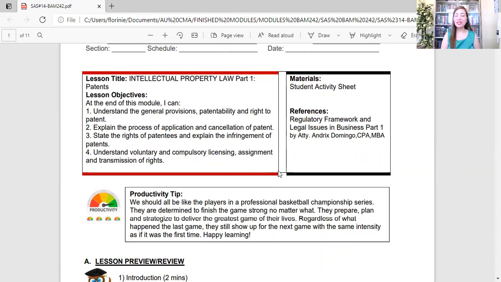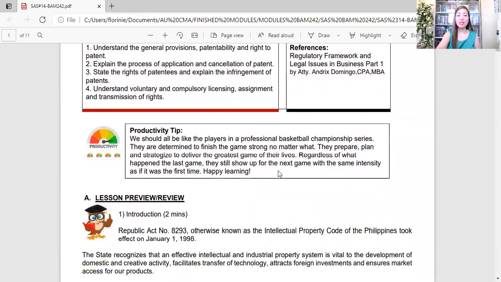So do not forget that in this particular module, we are going to discuss patents. This is our productivity tip for today. We should all be like the players in the professional basketball championship series. They are determined to finish the game strong no matter what. They prepare, they plan, and strategize to deliver the greatest games of their lives. Regardless of what happened the last game, they still show up for the next game with the same intensity as if it was the first time. Happy learning.